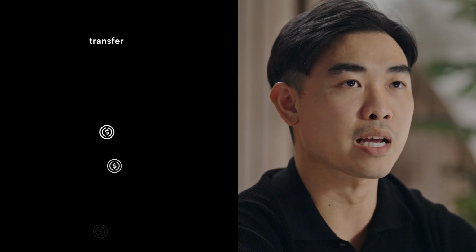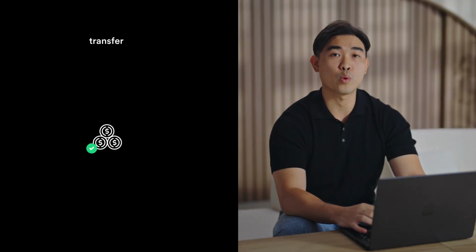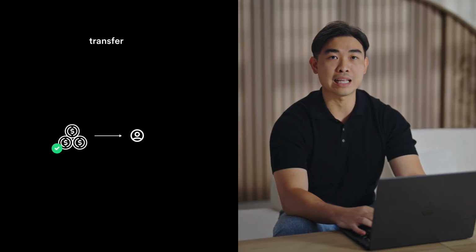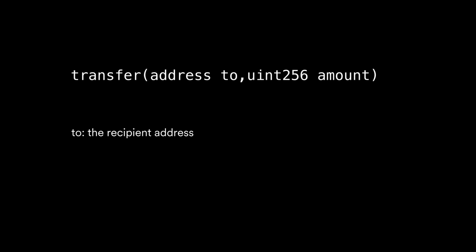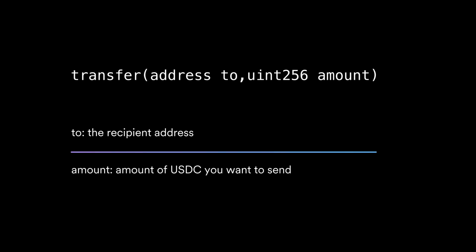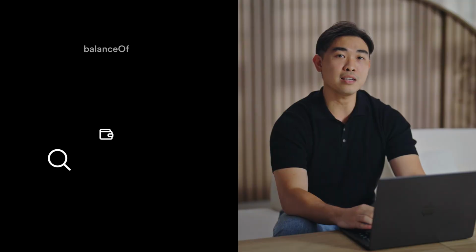The transfer function is like manually paying your utility bill, where you enter the amount, the recipient, and send the payment by yourself. With USDC, the transfer function takes in 2 parameters. The first is to, which is the recipient address, and the second is amount, which is the amount of USDC you want to send. Finally, the balanceOf function is like logging into your bank account to see how much money you have before making a payment.